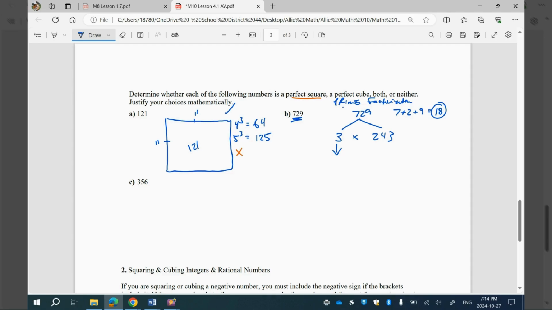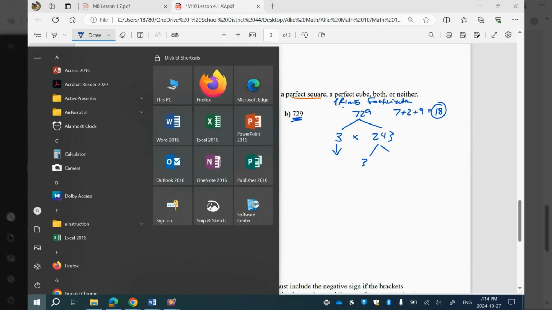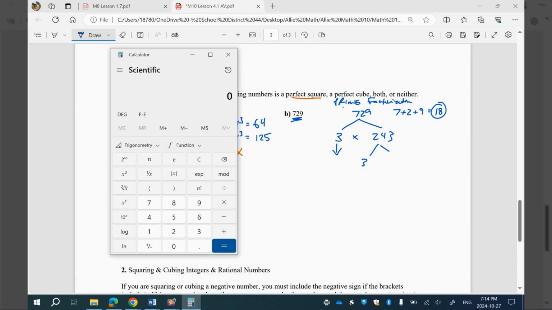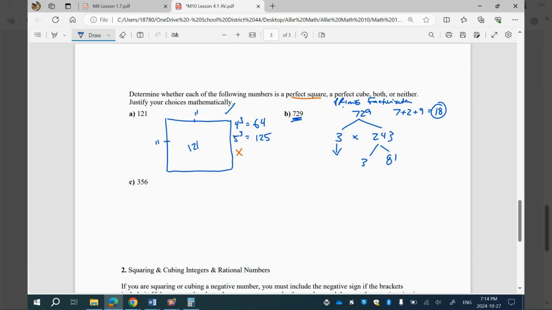243, if we do the same method, if we add up the digits, 2 plus 4 plus 3, that's 9. 3 goes into there, so I know 3 can come out again. Okay, and it can go in there 200 and what gets us to 240? Let me just use my calculator. 240 divided by 3, 81. There we go. So now we got 3 times 81.